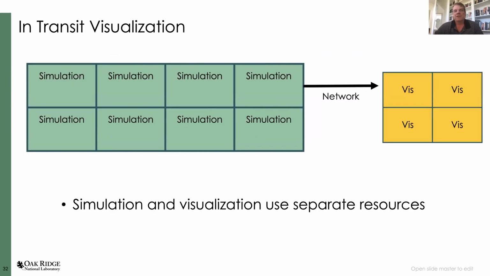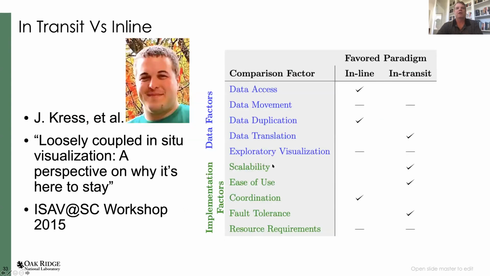In transit visualization is different. Here there are two sets of resources, so the simulation runs, and then it writes its output over the network to another set of resources where the visualization is running and where it performs the analysis and visualization. So there are two different ways of looking at two categories of doing this.